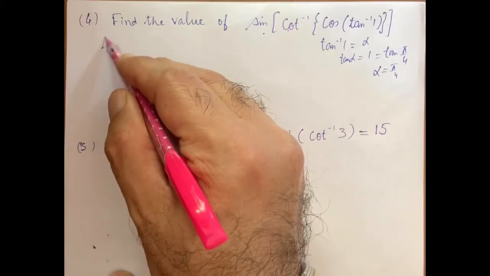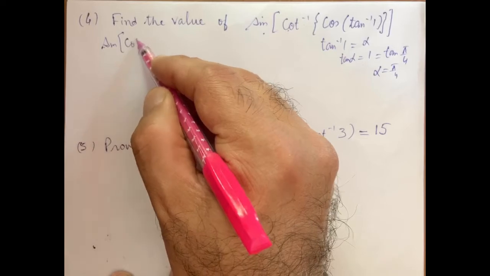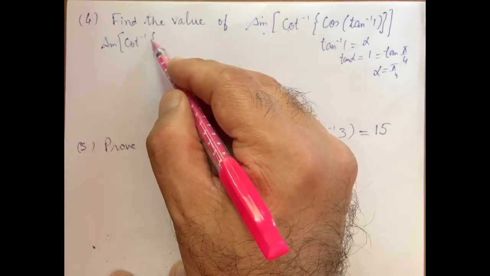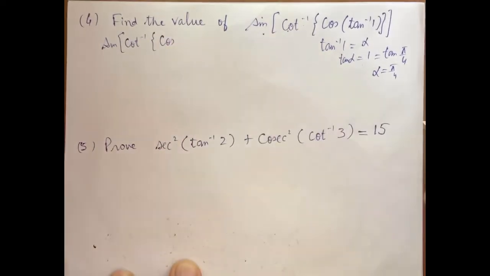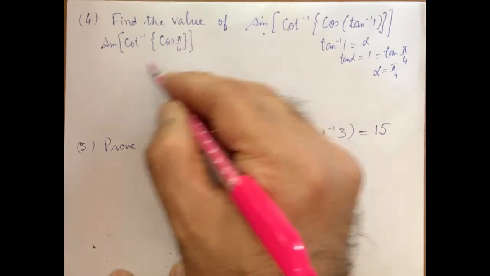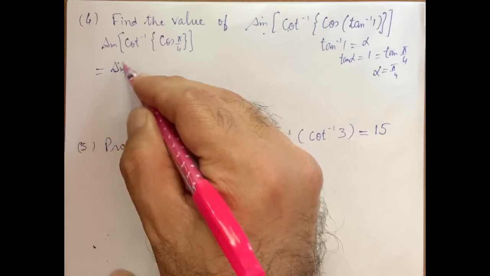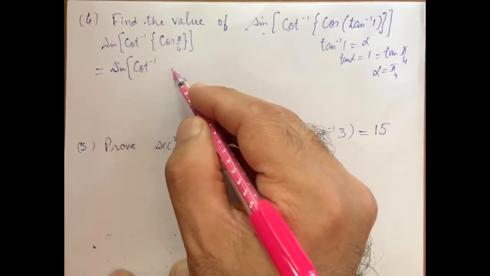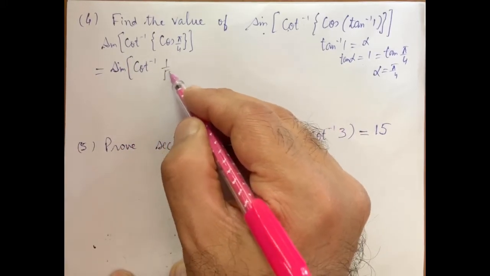So now this expression can be written as sine of cot inverse of cos of tan inverse of 1, which is pi by 4. So this is cos of pi by 4. So sine of cot inverse of cos pi by 4 is 1 by root 2.